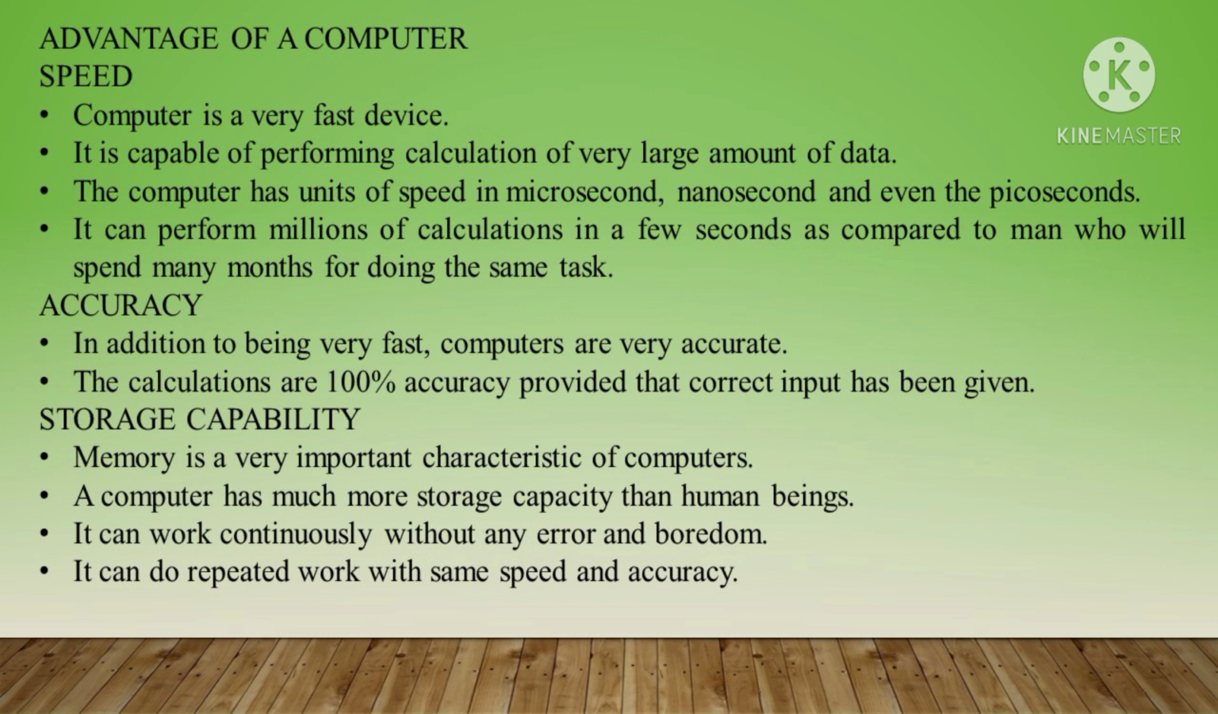Now let us see about accuracy. In addition to being very fast, computers are very accurate. Accurate means the computer works without any mistake. If we make a mistake in feeding the data, only then will it make a mistake. Otherwise whatever calculations are done, they are done very accurately. The calculations are done 100% error free. Error means mistake, okay, without any mistake.